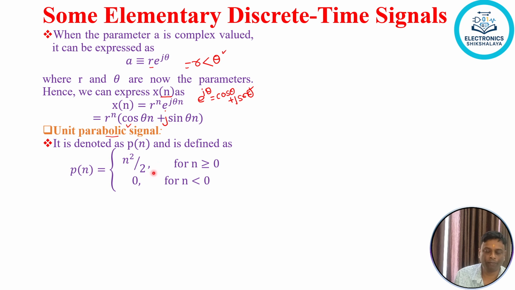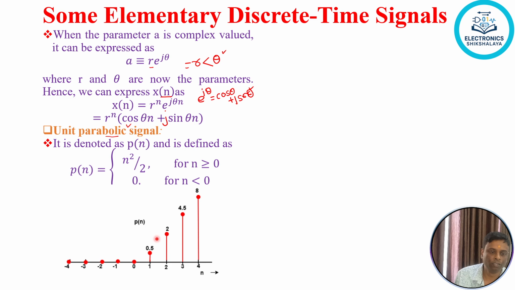So let us see how the graphical representation of this signal looks. If we put n equal to 0, p(0) is equal to 0. Similarly p(1), where n is 1, is half, which is 0.5. Then p(2) is 2 square, 4 by 2, which is 2. Similarly p(3) is 4.5 and p(4) is 8. So this is called the unit parabolic signal.